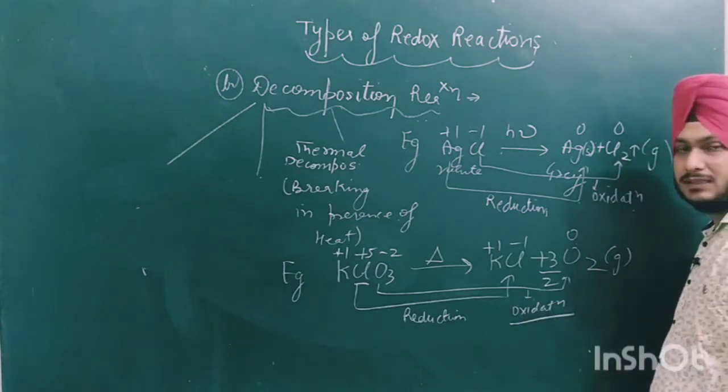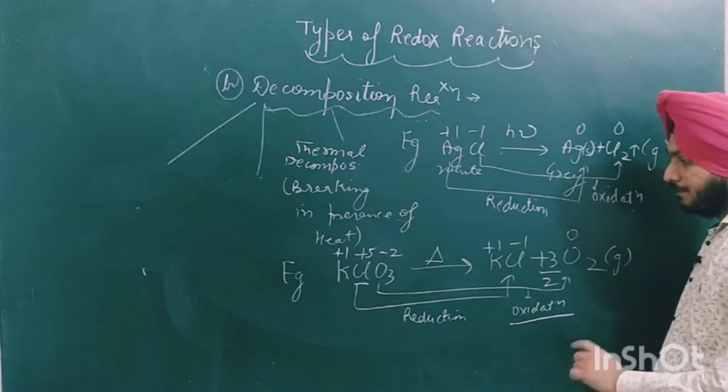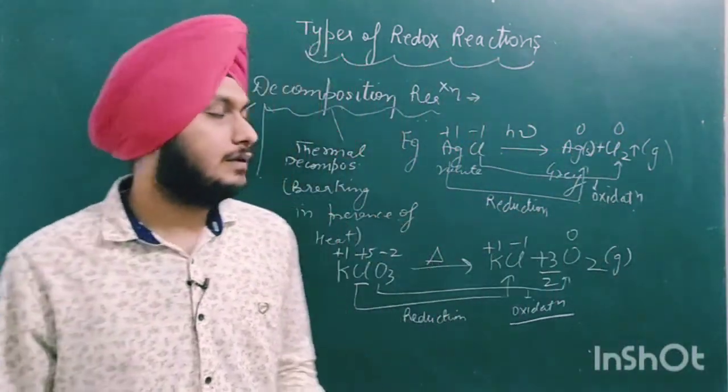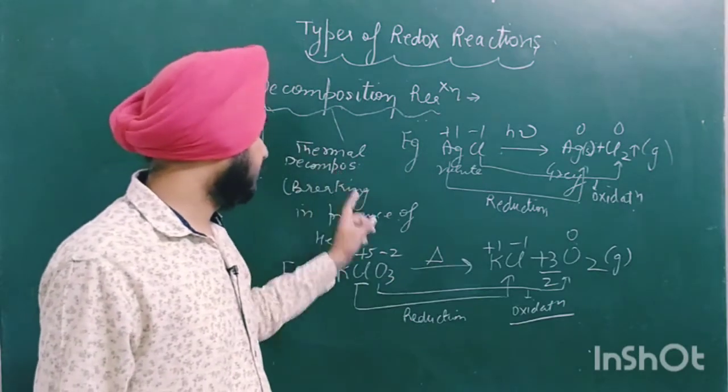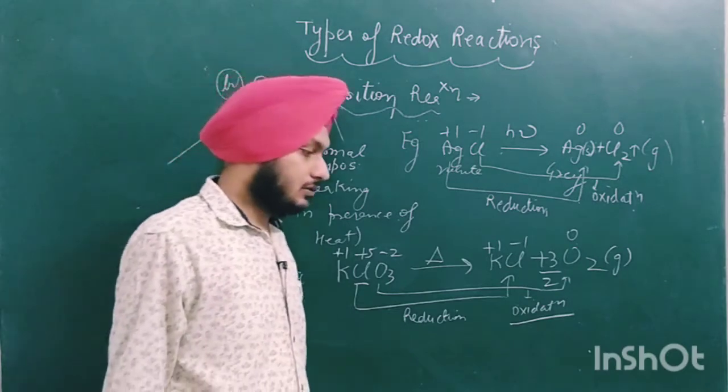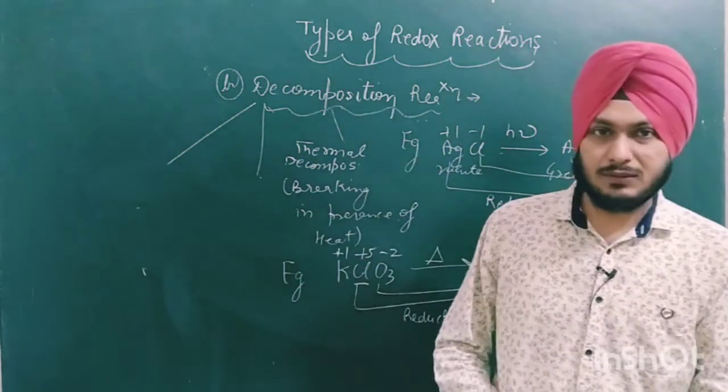Okay, that is why oxidation takes place. So this is a very important example of thermal decomposition, the breaking of KClO3. Okay, so these are the three types of decomposition reaction.